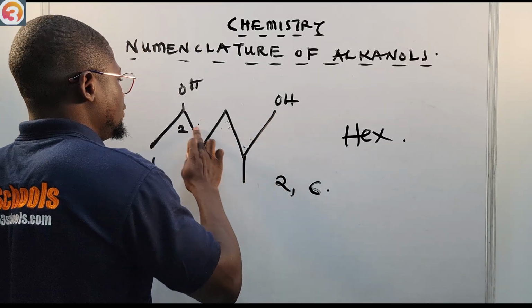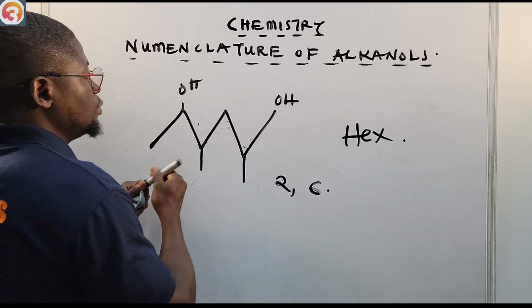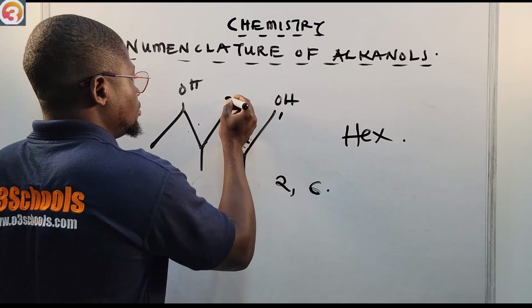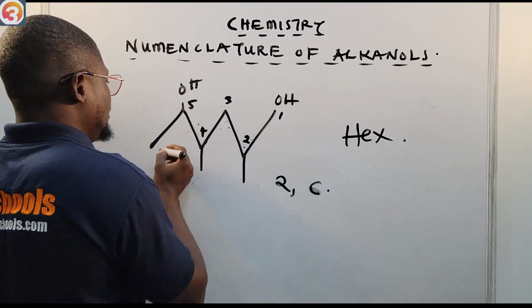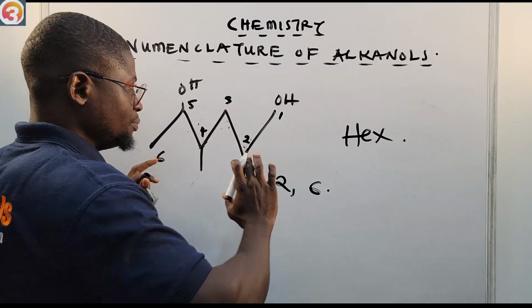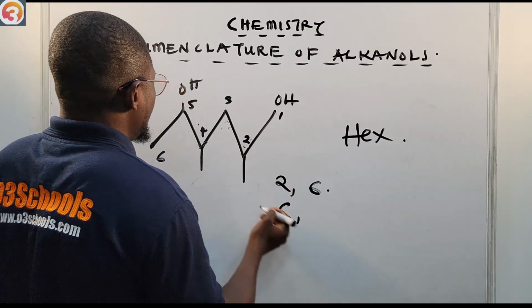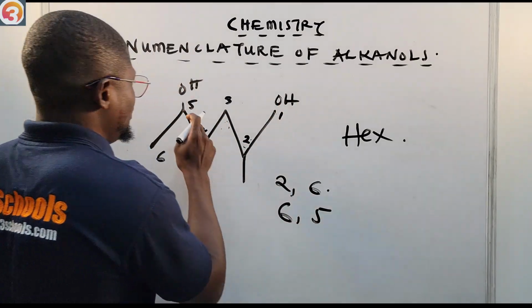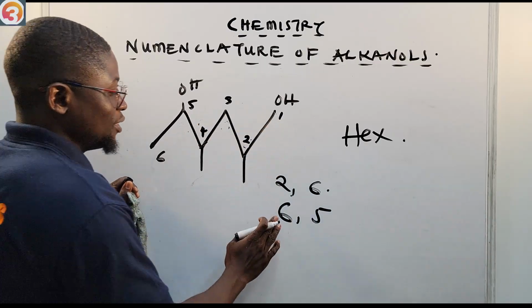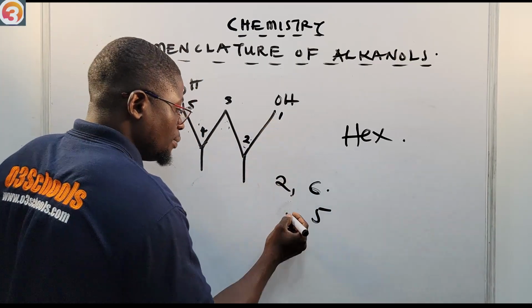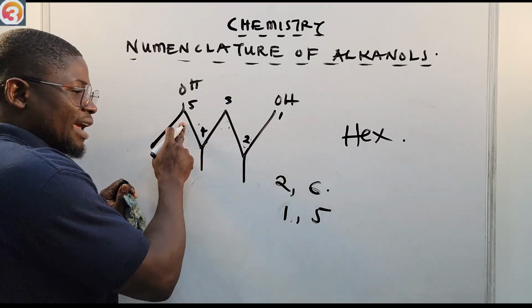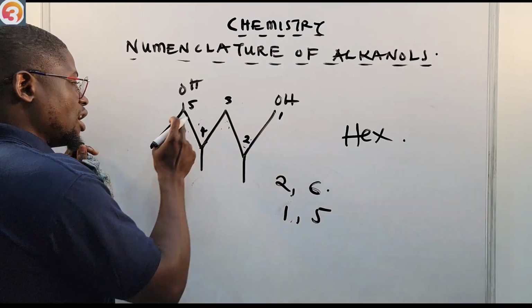But if we number from right to left, this will be 1 now. This will be 2, this will be 3, this will be 4, 5, and 6. So we have the OH groups on position 1 and on position 5. From right to left, position 1 and position 5.